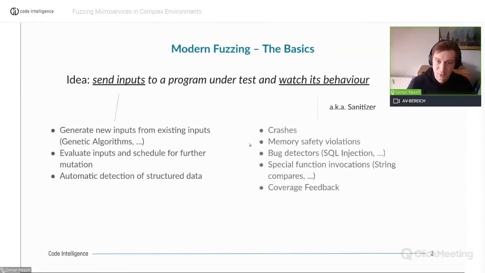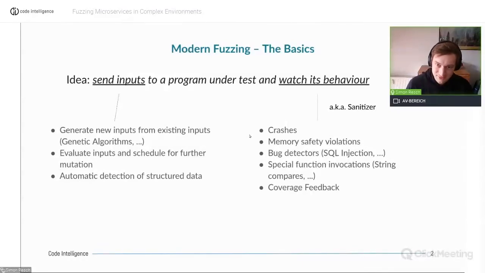And that's the second part. We want to watch what's happening inside the application. One thing we could look out for is crashes, but also memory safety violations. That's coming from the C++ background, where a lot of bugs lie. AddressSanitizer is a very important development there, which detects most of those memory safety violations and can report them early so that these bugs can be fixed.